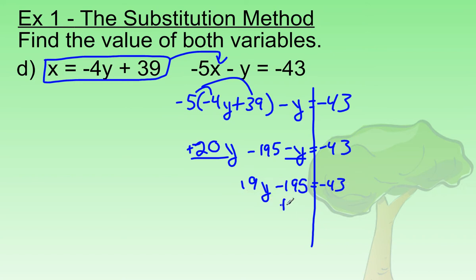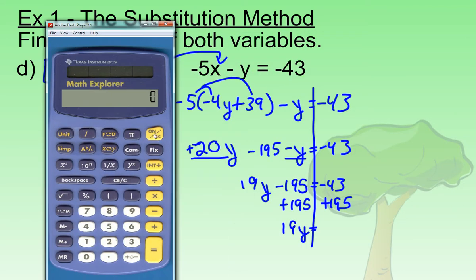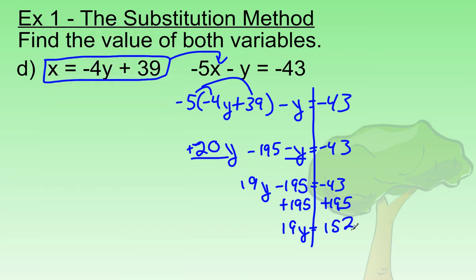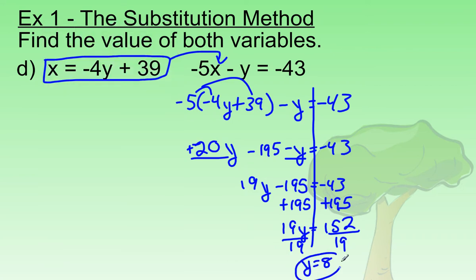Getting the y by itself, we're going to add 195. 19y equals, because these signs are different, we're going to subtract them. So 195 minus 43 equals 152, and I hope that divides evenly. If not, it's an ugly fraction. Divide by 19, y equals 8. Awesome. Okay, so we have found a y value of 8 that makes this statement true.